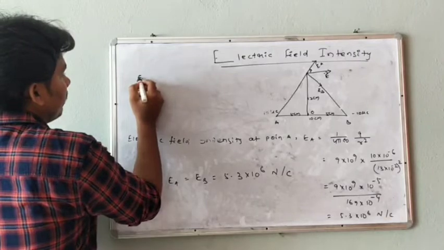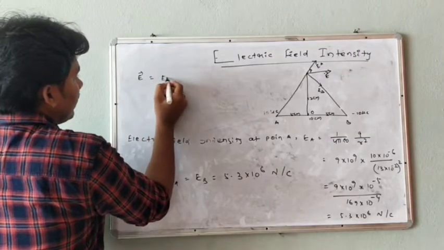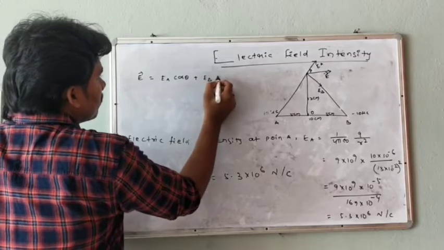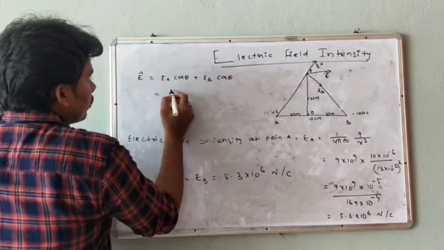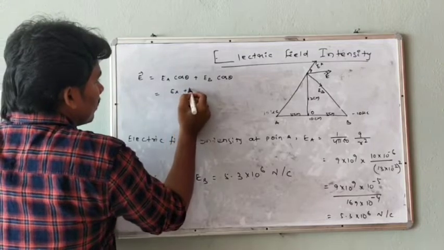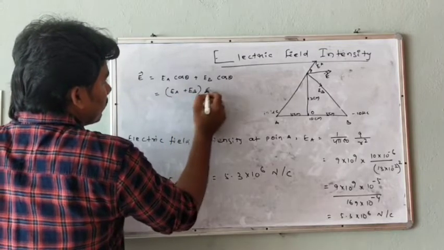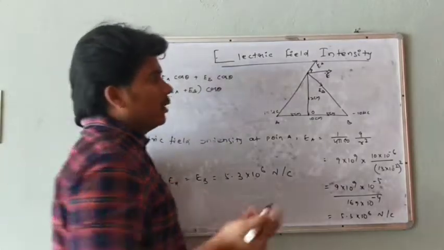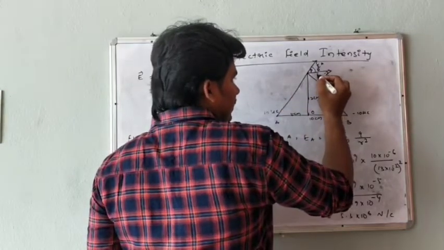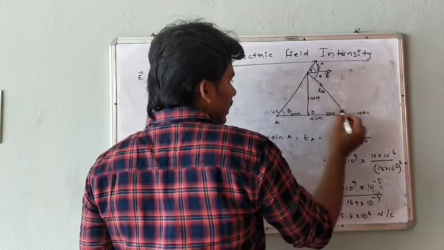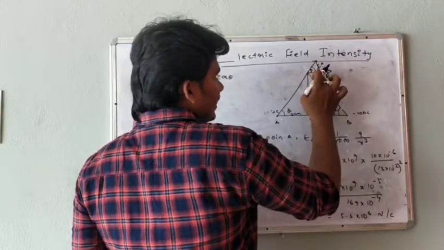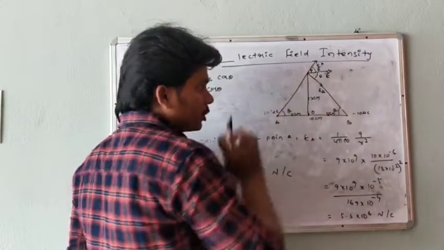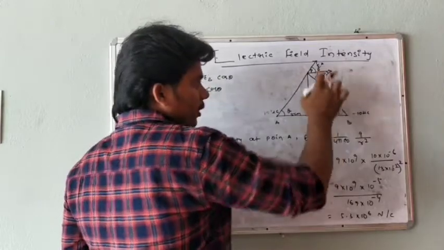This resultant electric field intensity E vector equals EA cos theta plus EB cos theta. This will be (EA plus EB) into cos theta. You might have the question, where is the theta? But you know, this is the theta and this is the theta, and then this will be theta and this will be theta. See, these two lines are parallel. Then these two are the corresponding angles and these two are the alternate angles.